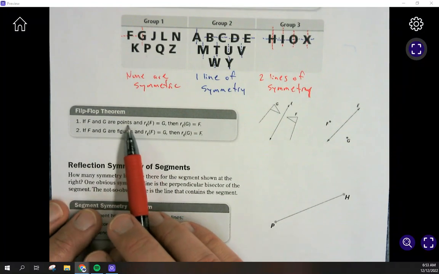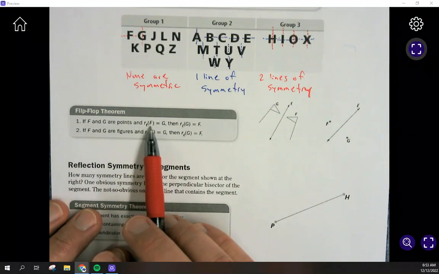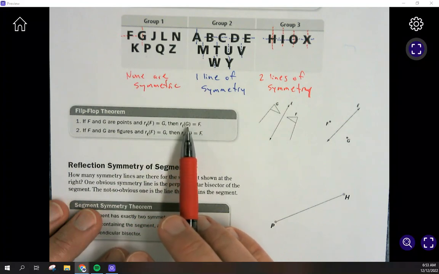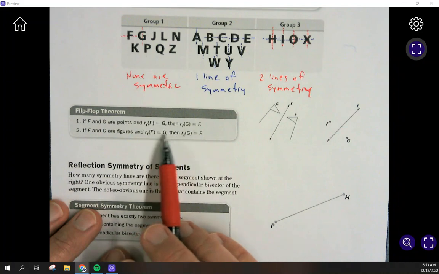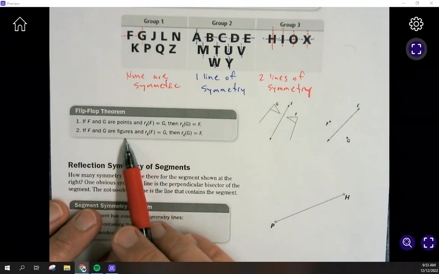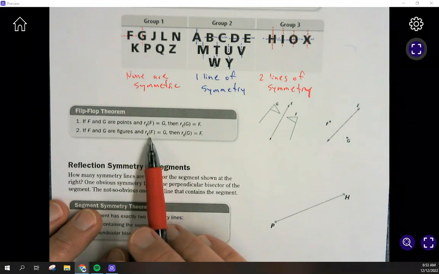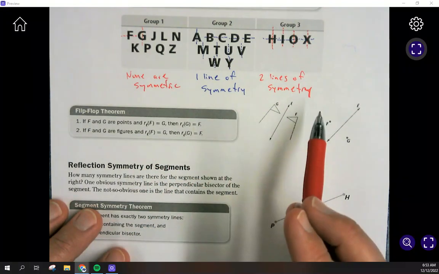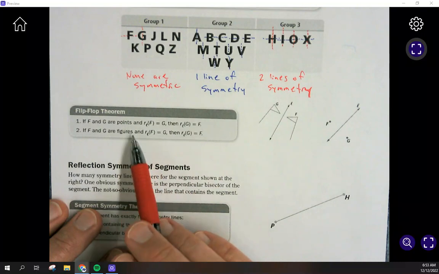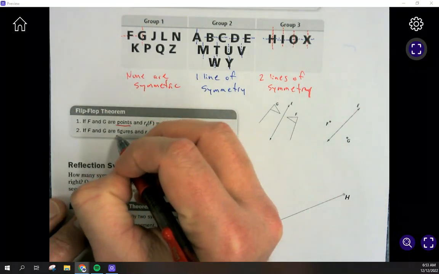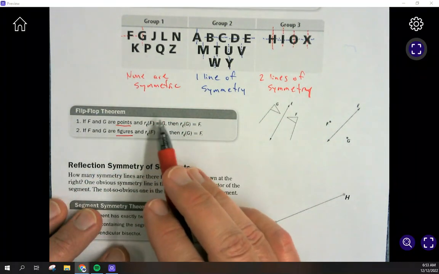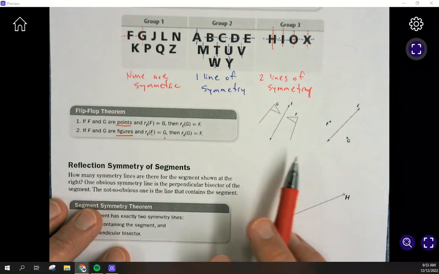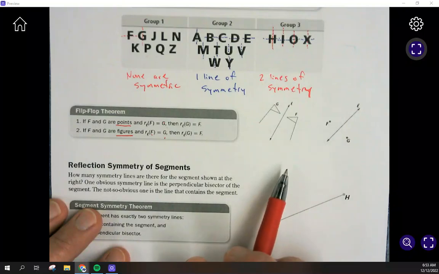It says if f and g are points, we reflect f over line L and we get g. Then we know that if we reflect g over line L, we get f. And the opposite then is true. So if they are figures and we reflect f over L, we get g. Then the reflection of g, sorry, these do kind of say the same thing. We're starting with f and go into g, and then if we get g, we go to f. One's talking about points and one's talking about figures. So you've got those two examples here.